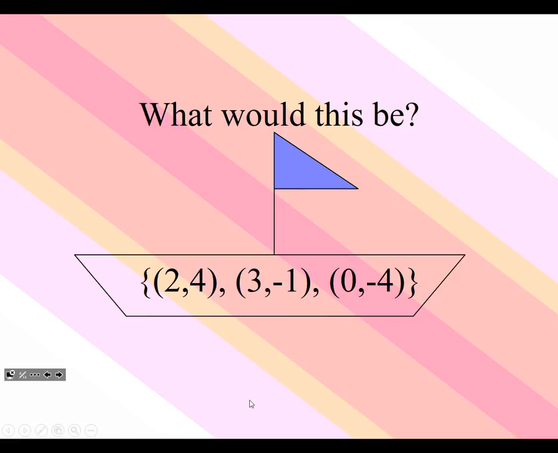Now, so what would this be? Well, if you look at your domain, you have 2, 3, and 0. And then your y values are 4, -1, and -4.